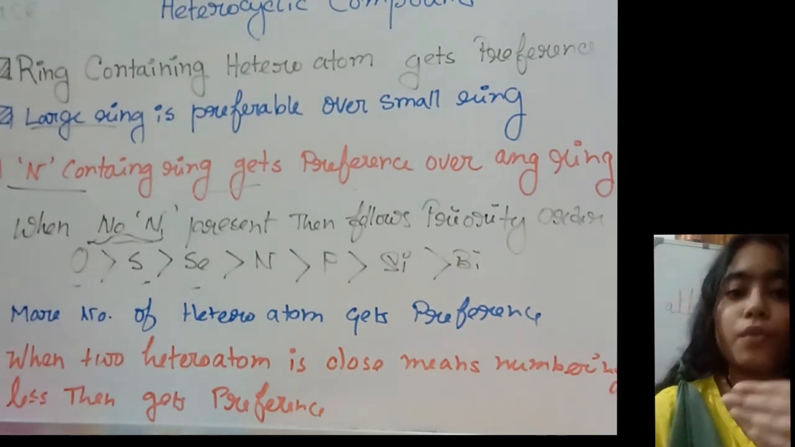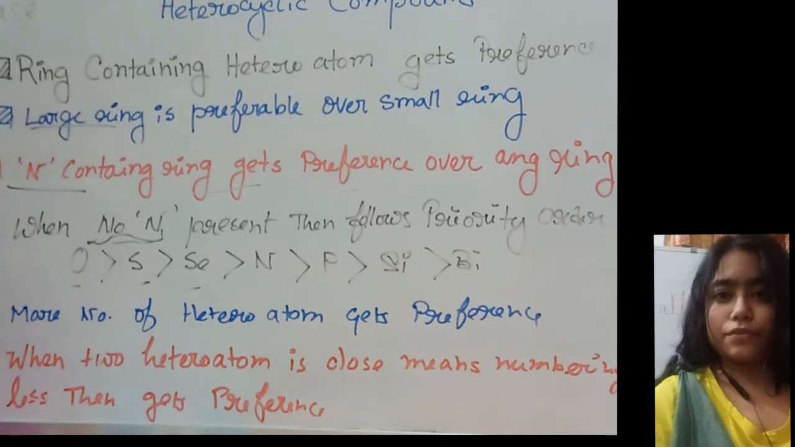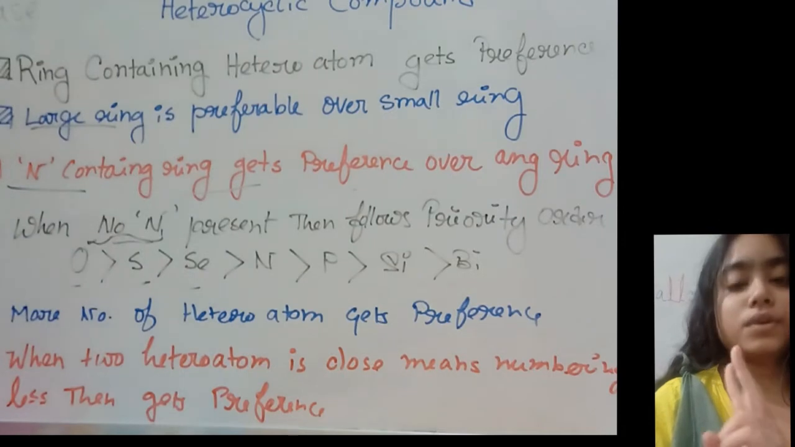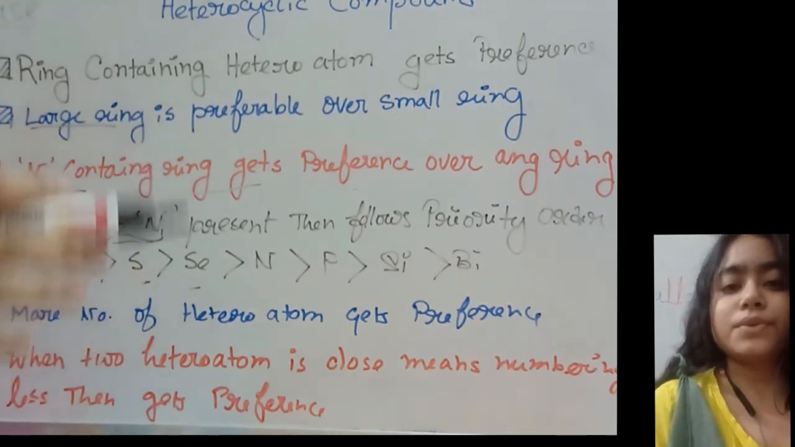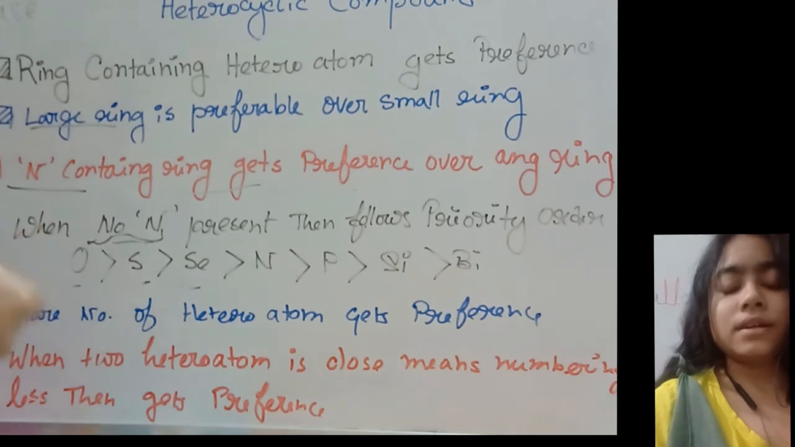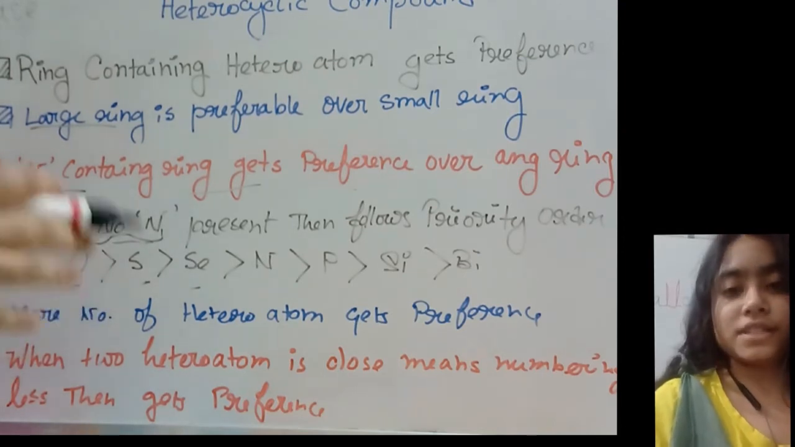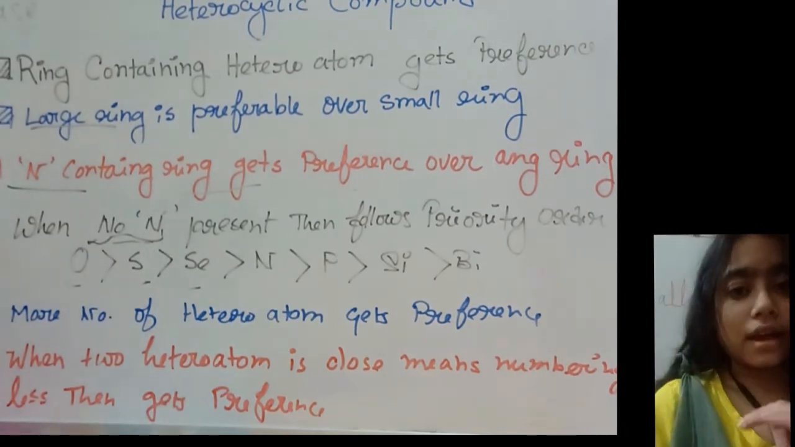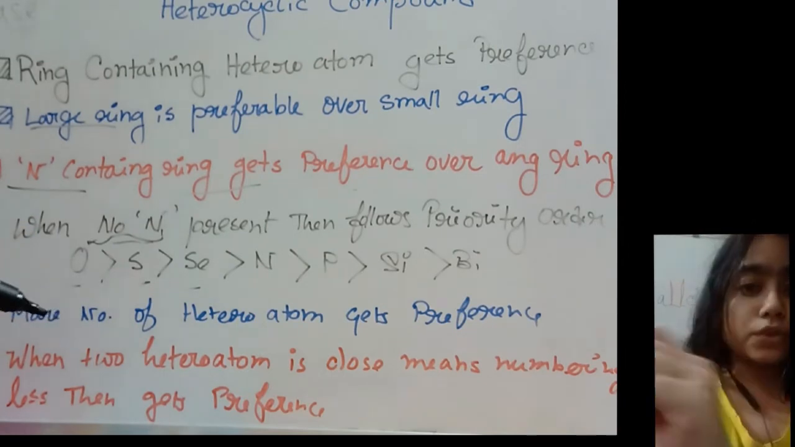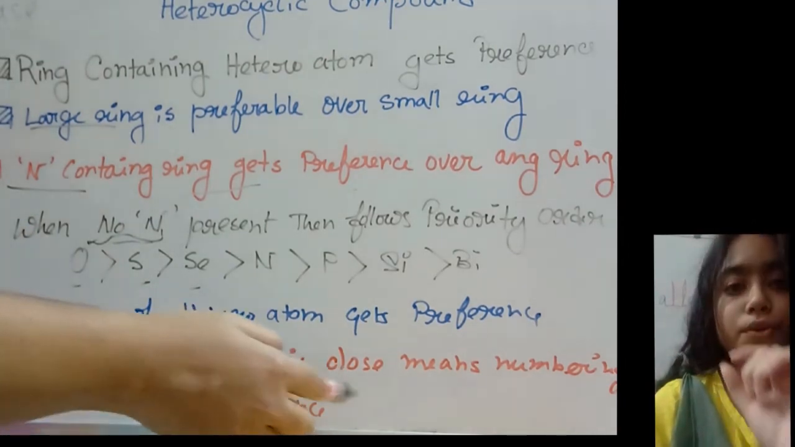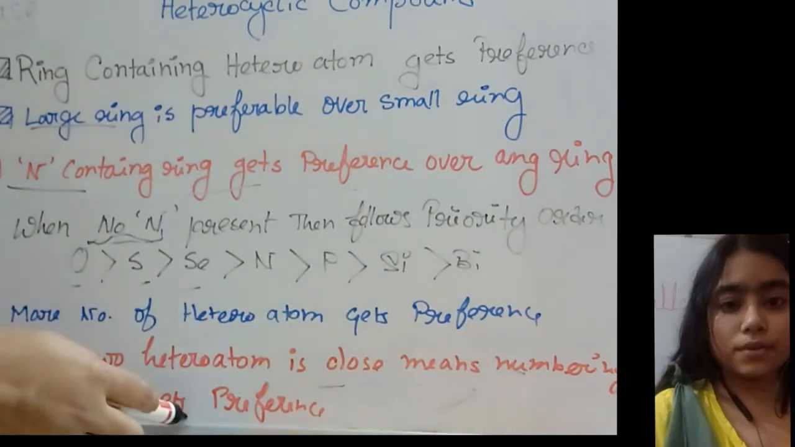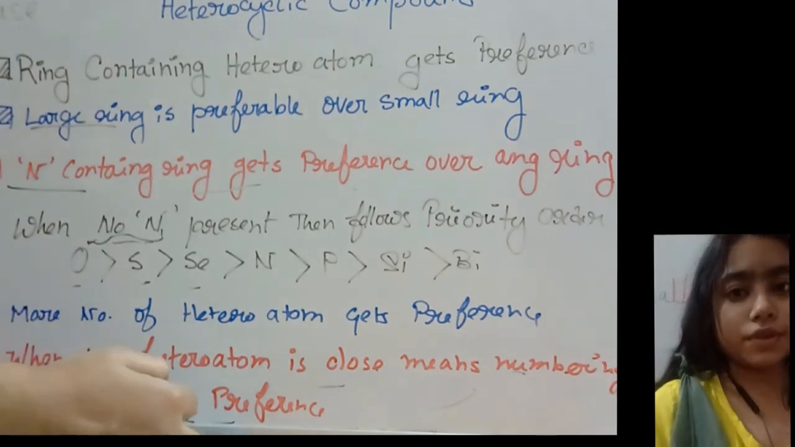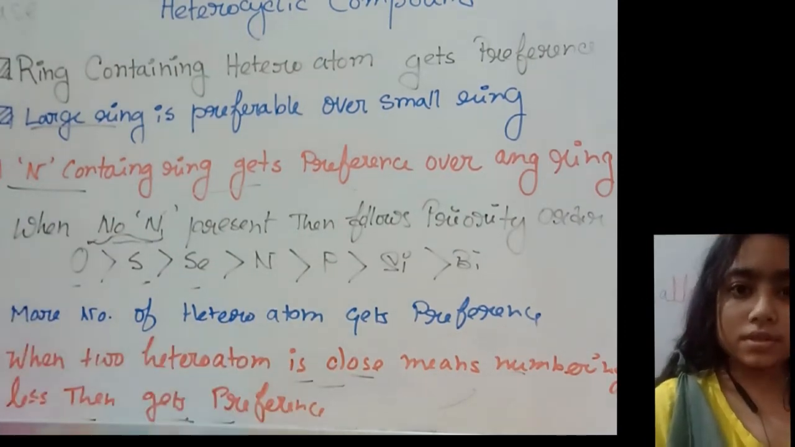Now if we have two rings that have the same number of heteroatoms and the same ring size, then what will we do? We will take the ring in which the heteroatoms are closer than in the other one. When two heteroatoms are close, it means they have lower numbering. When the heteroatoms get lower numbering, they get preference. That is, when heteroatoms are close, that ring gets preference.